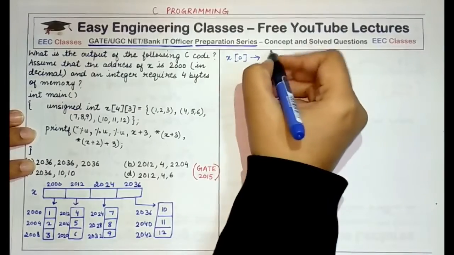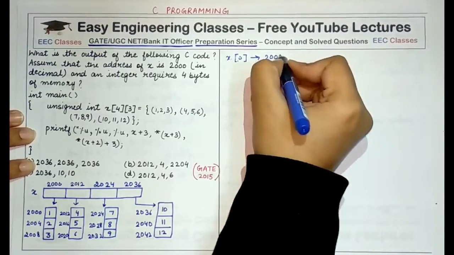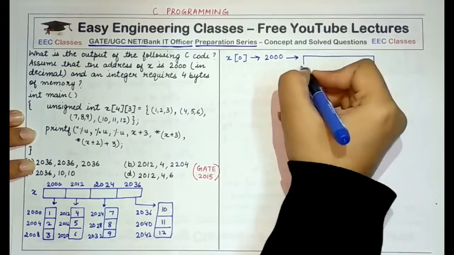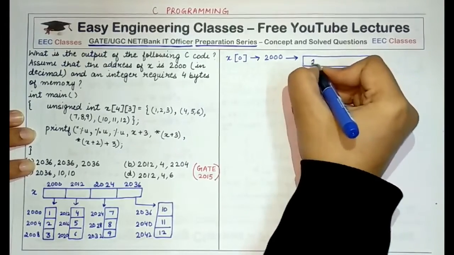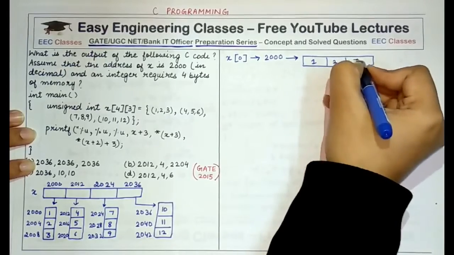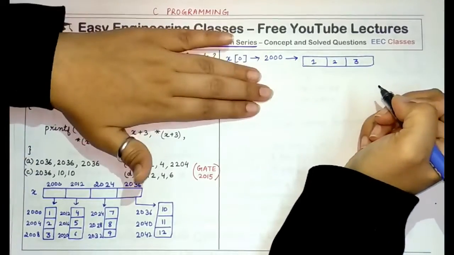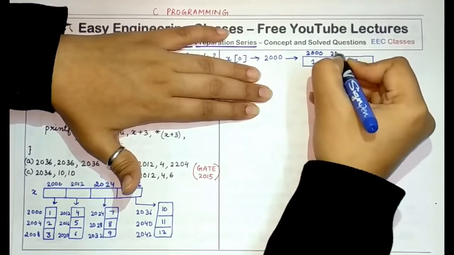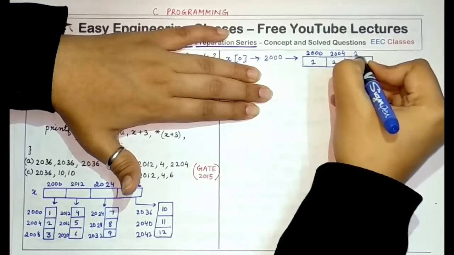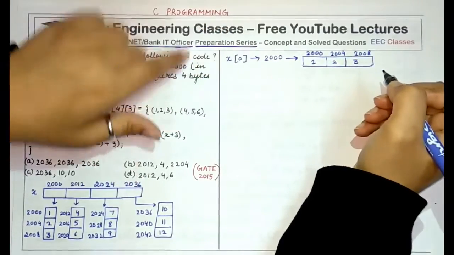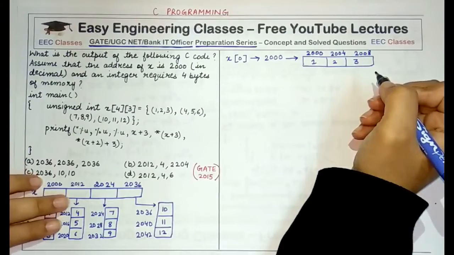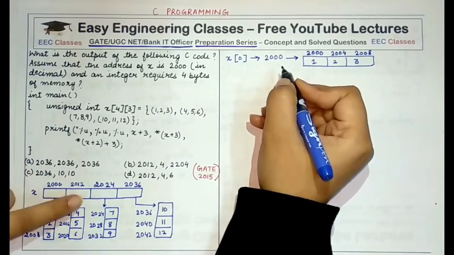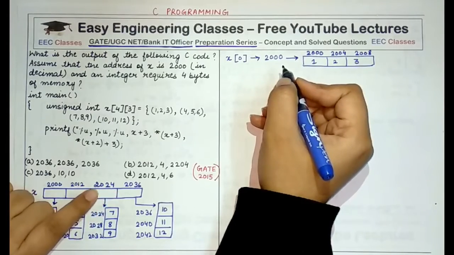Alright, so this same thing you can also represent as X of 0, that means the first element is present at the address 2000, and this element points to an array of 3 integers 1, 2 and 3, and each of these integers is present at the location 2000, then 2004, then 2008. Similarly you can write X of 1. X of 1 would be starting at 2012, then X of 2 would be starting at 2024.